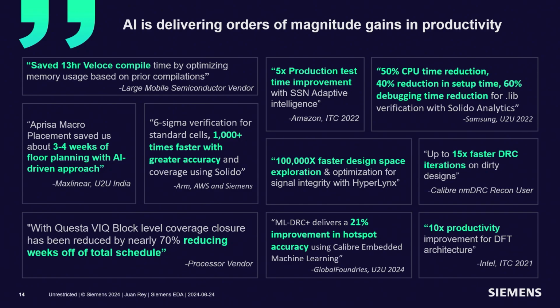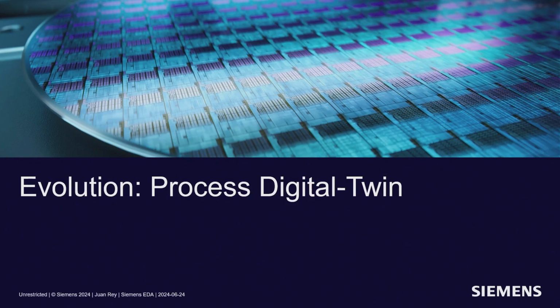You can see, for example, Six Sigma verification for standard cells, and improved coverage with 1,000 times faster. You can see 15x faster design rule checking when you are working through several multiple iterations for design rule checking. You can see examples of 10x productivity improvement for design for testing architecture definition. You can see a reduction of 3 to 4 weeks during the floor planning stage when you are performing macro placement definitions. That is just AI inside.